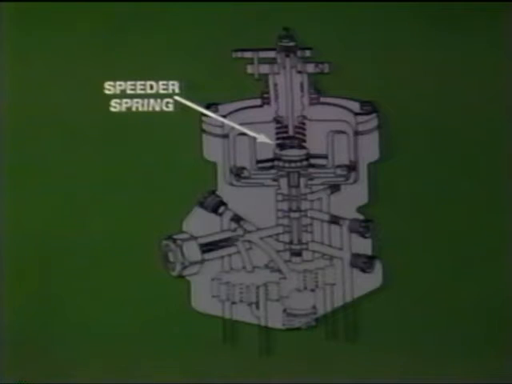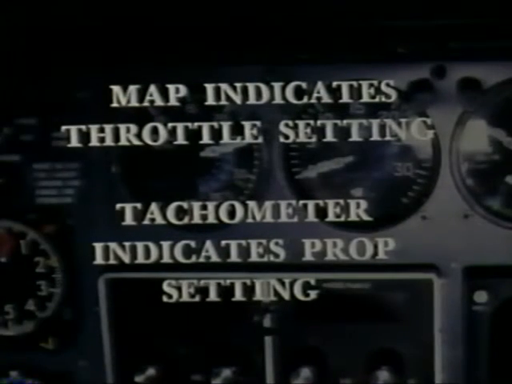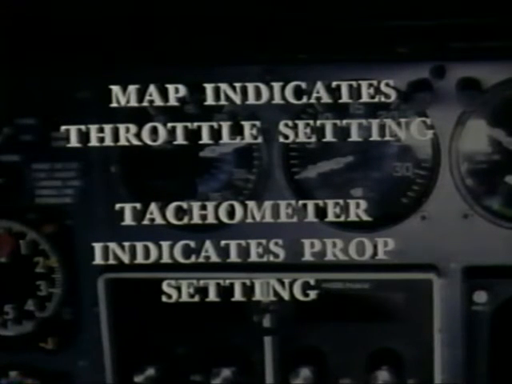The movement of the flyweights is opposed by a speeder spring, which is located above the flyweights and is adjusted by the pilot by moving the propeller control in the cockpit. A constant speed propeller system uses the manifold pressure gauge to indicate throttle setting, and the tachometer is used to indicate the setting of the propeller control.